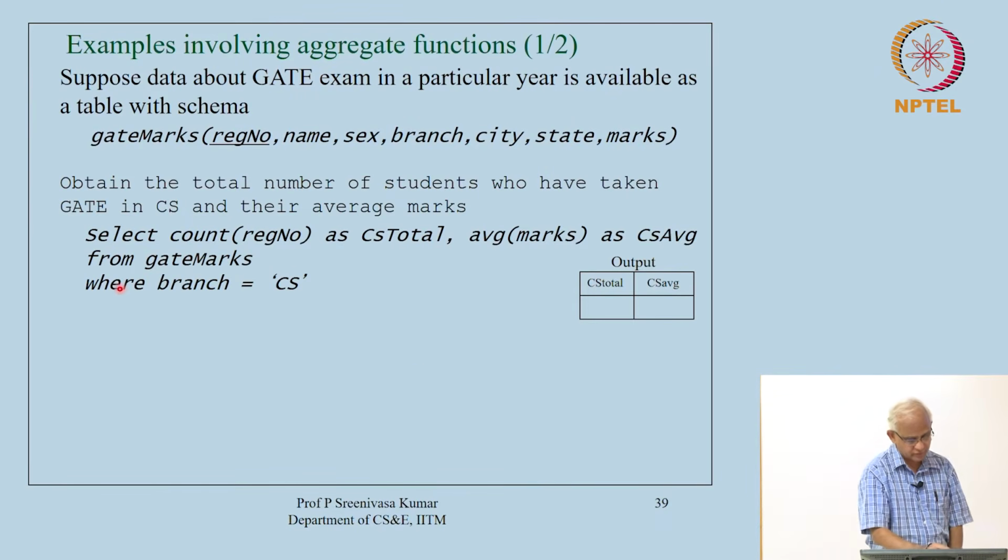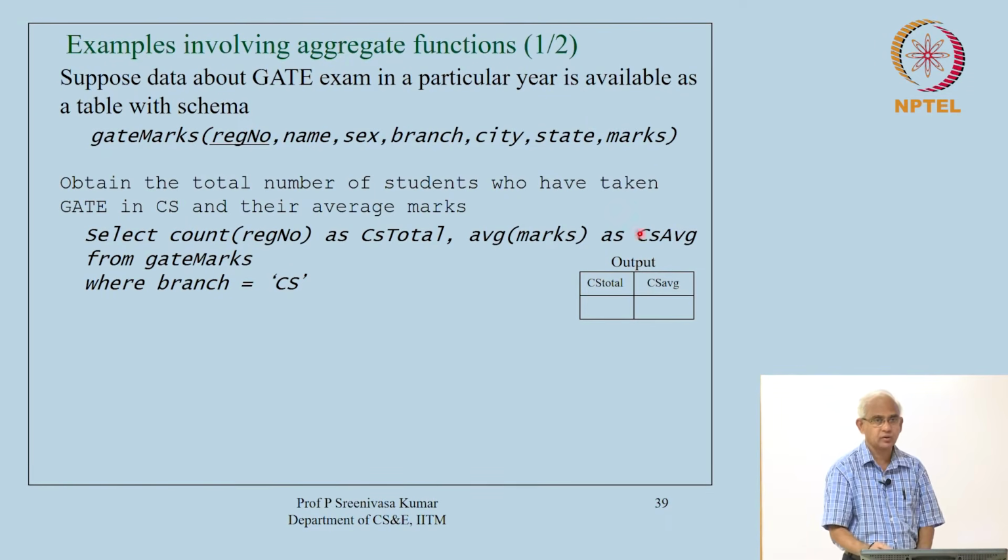So, the interpretation is as usual, the where clause will be applied, and for all the tuples that satisfy the where clause, in that set of tuples we will compute these averages or whatever is asked for. In this case, count of the number of tuples and then also the average of the marks.